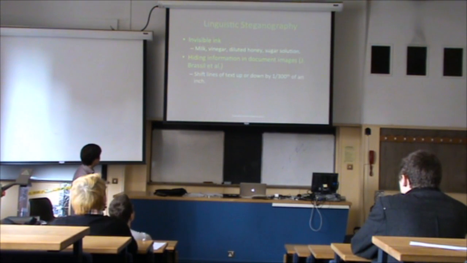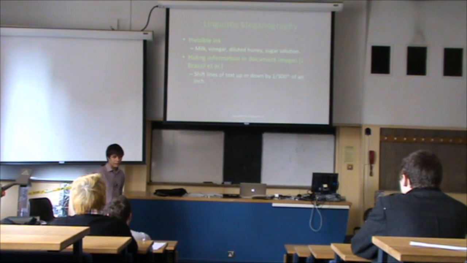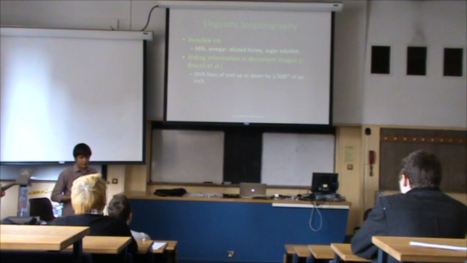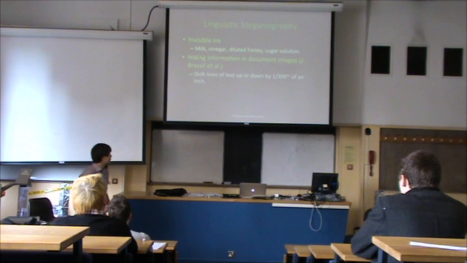Right. So other types of linguistic steganography are invisible inks. You can use things like milk, vinegar, diluted honey, and sugar solution to write a hidden message on paper, and it's completely invisible to the eye normally. The way that you reveal these messages is by heating the message over a flame, over a candle or something, and then these solutions, which are normally clear to the naked eye, become readable.